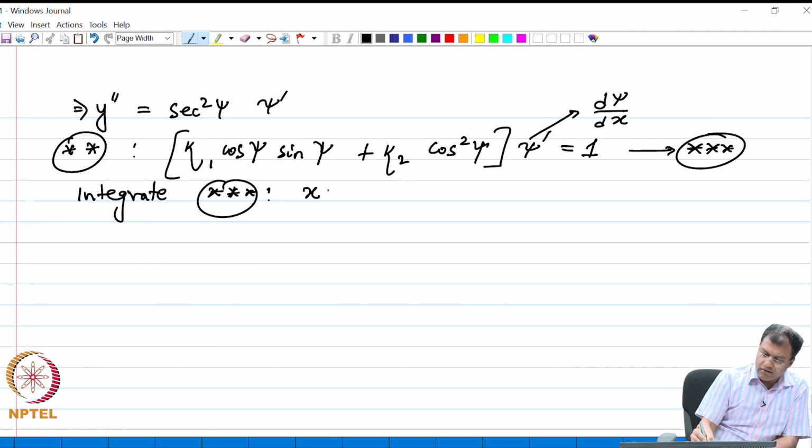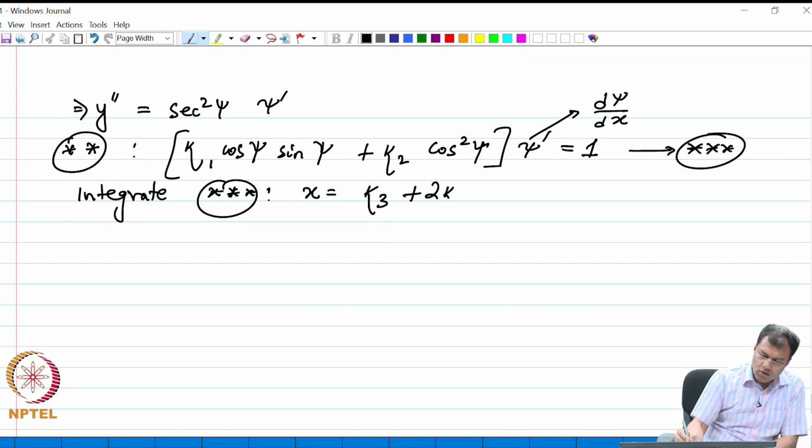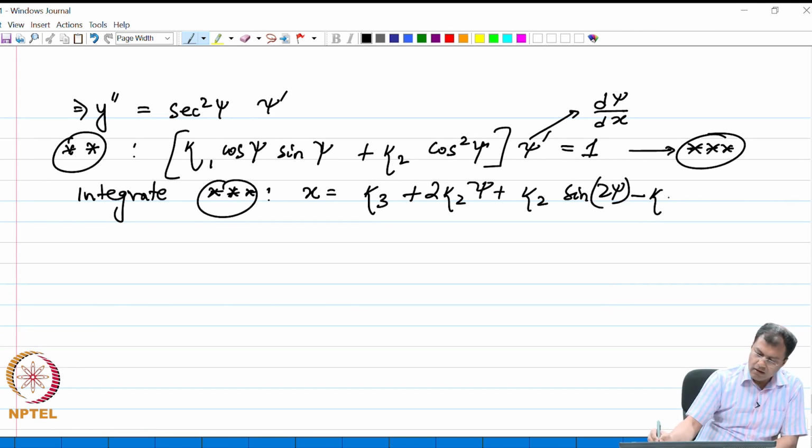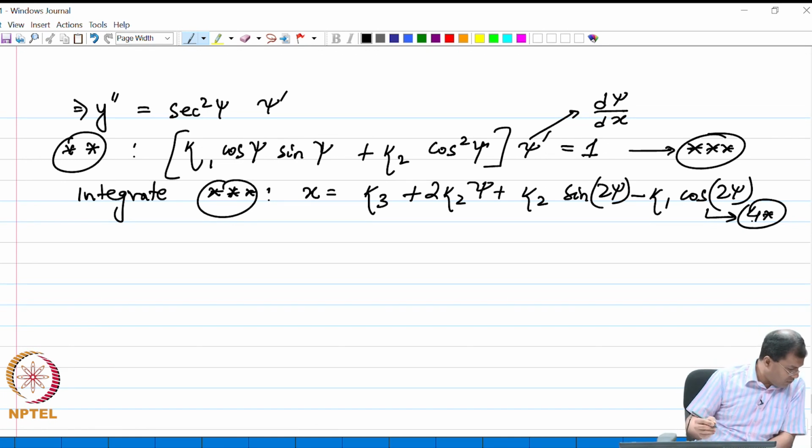So, we see that x comes out to be the following expression: kappa 3 plus 2 kappa 2 psi plus kappa 2 sine of 2 psi minus kappa 1 cos of 2 psi. Let me call this 4 star, right. So, I integrate and we see that this is my 4 star. Okay. So, I have found my expression for x.